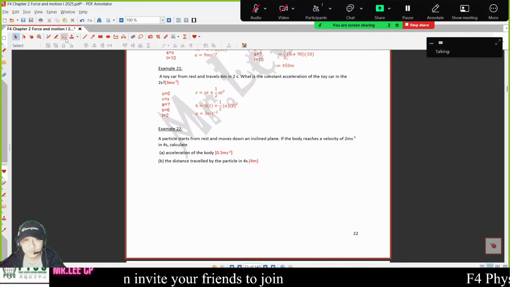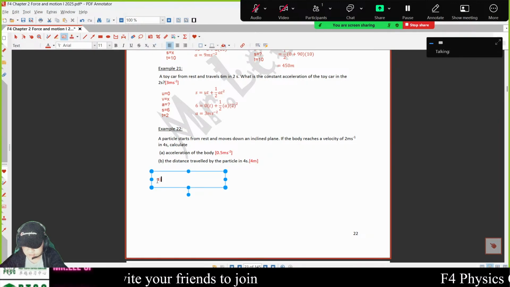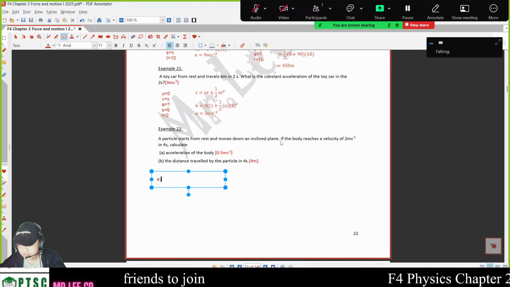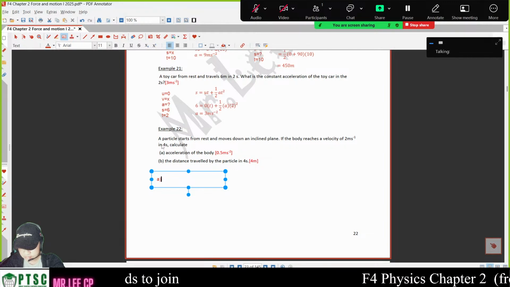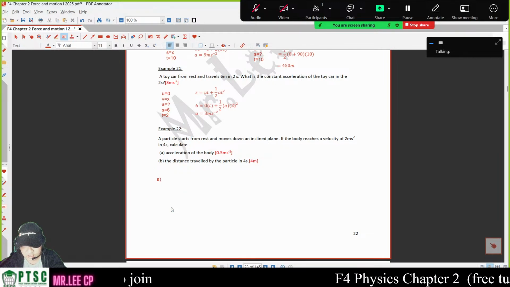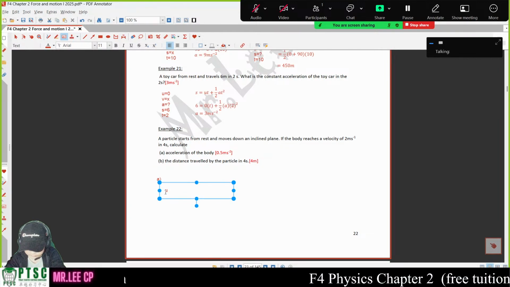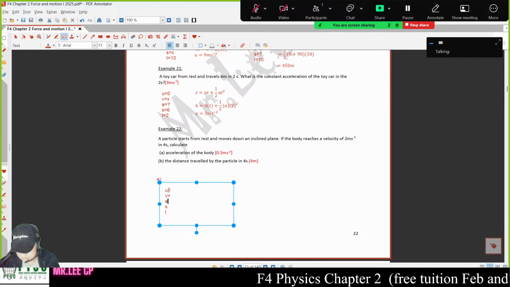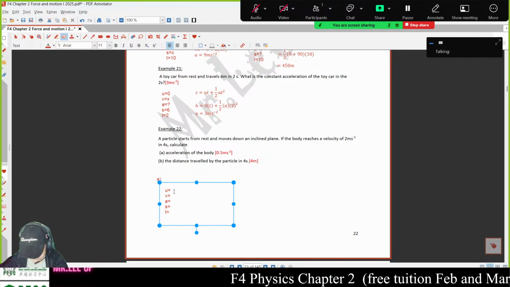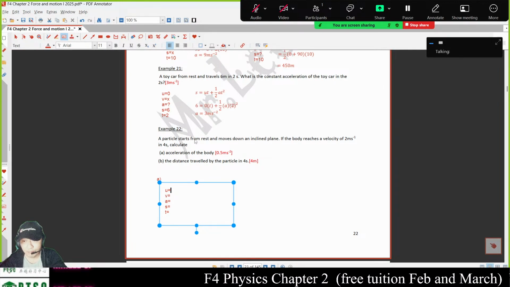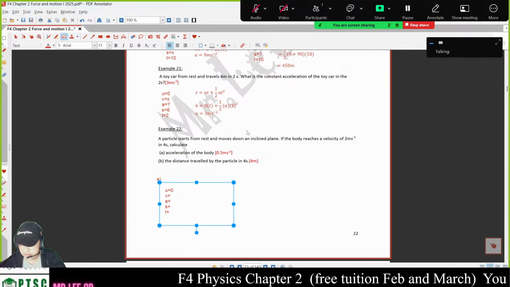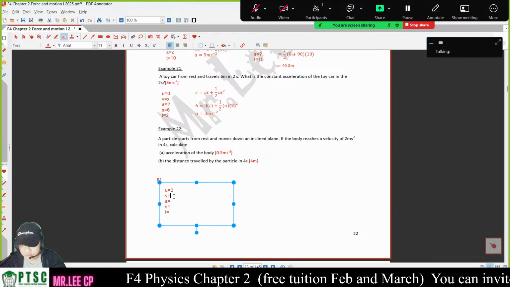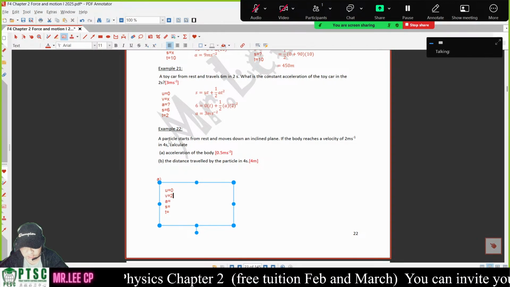You follow my method. Right, so the next question is, now a particle starts from rest and moves down the inclined plane. The body reaches a velocity of 2 in 4 seconds. Calculate A, the acceleration. Okay, I list out everything first. From rest, U is 0. Reach a velocity, you look at the unit, 2 ms minus 1, so it is 2. Velocity is 2. In 4 seconds.